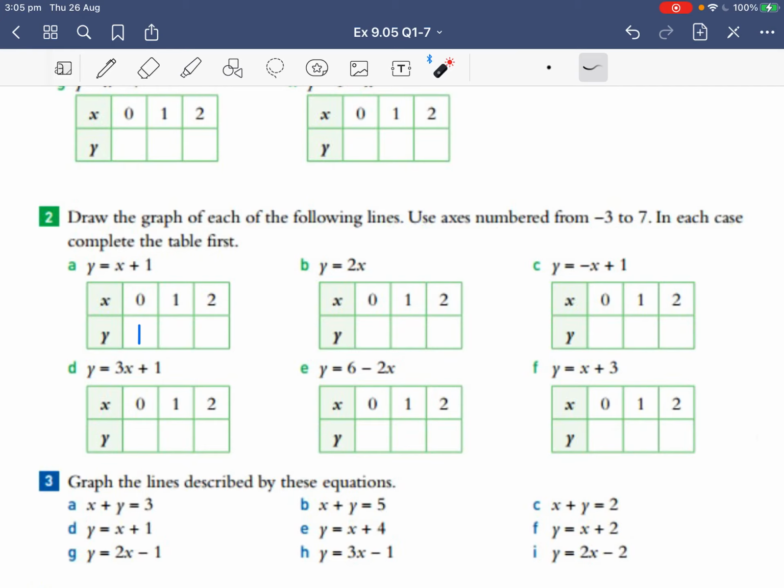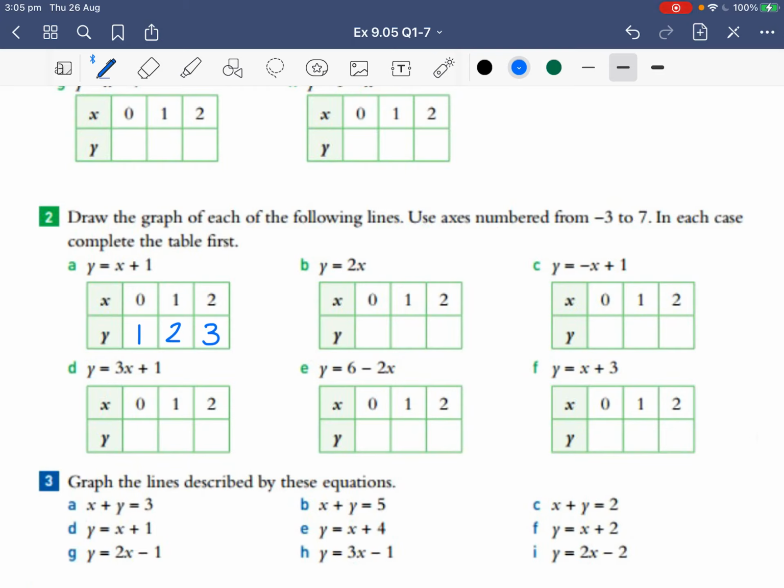We then have an x value of 1. So we're going to substitute it into our equation where our x is. So we'll have 1 plus 1, which is equal to 2. So we have a y value of 2. We then have an x value of 2 where we want to find our y value. So we'll put a 2 in where our x is. So we'll have 2 plus 1, which is 3.